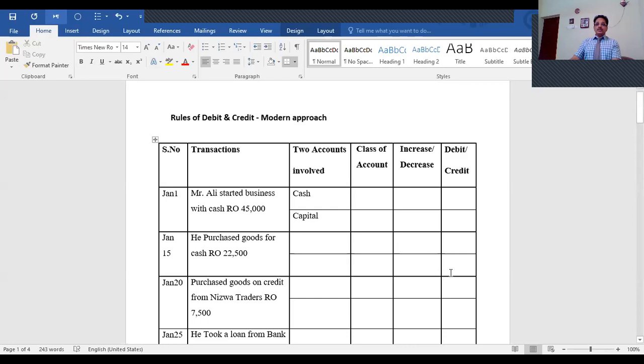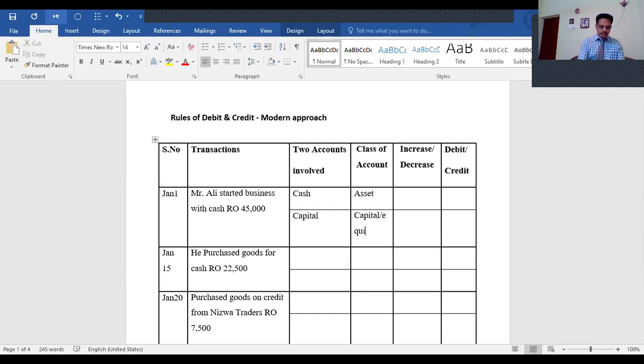This is the first step for deciding the rule. Debit and credit we have to decide last, because before that we have to decide the class of account, the type of account. Cash, you know already, is an asset. It is a current asset. Then capital, you know already, is capital or equity. Capital itself is a group, or equity. So it comes under equity or capital. You can write equity or capital, no problem, because capital and equity both are the same. So you got the two accounts.